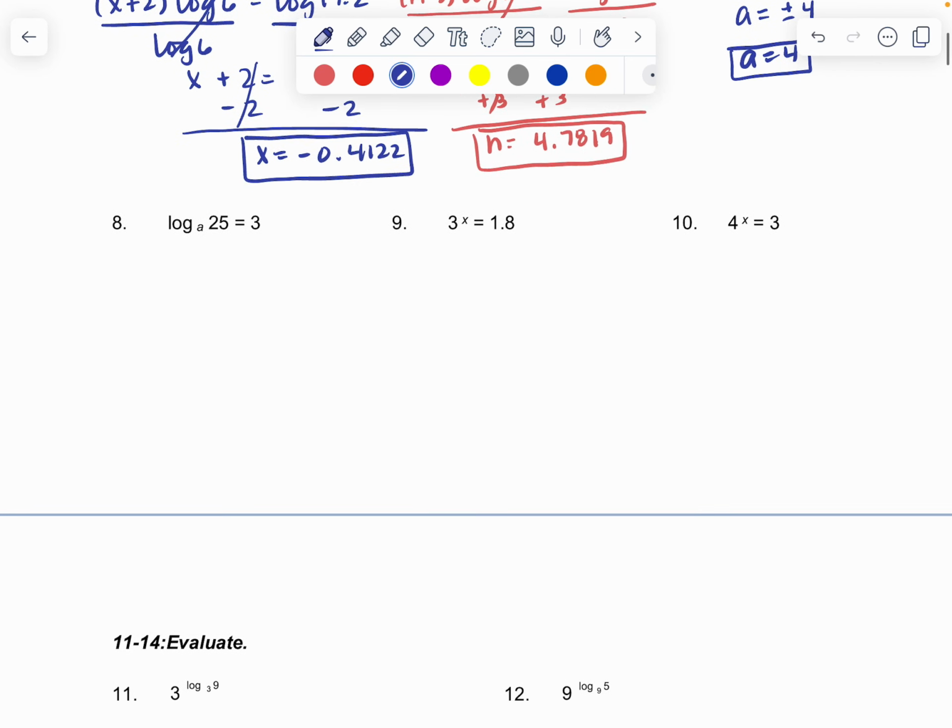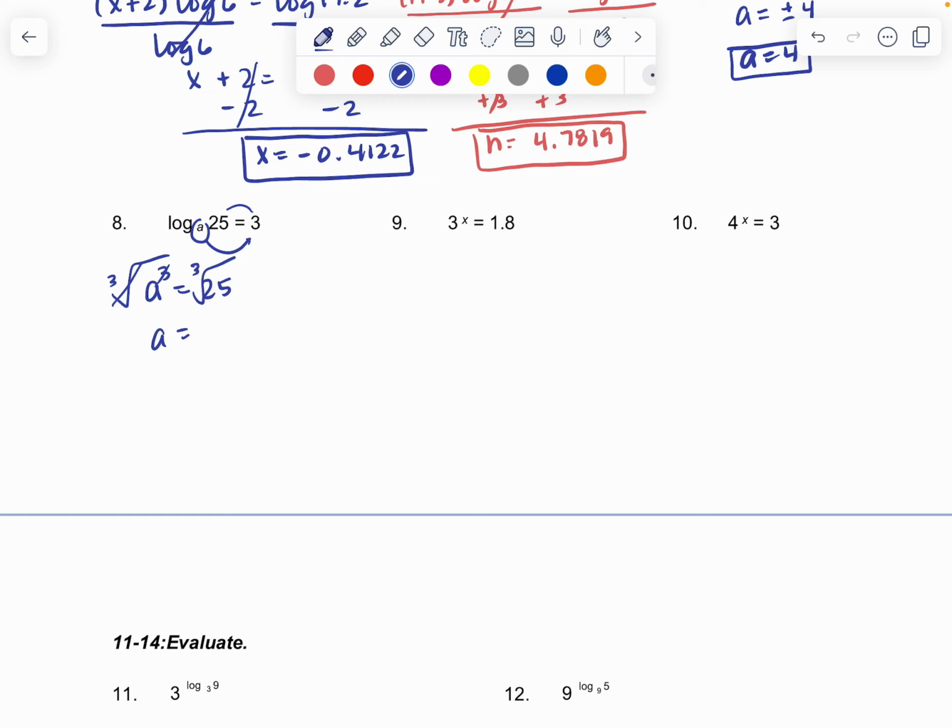Okay, for number 8, same idea. Change to exponential notation. So you're going to have a to the third equals 25. And then how do you solve this? You're going to take the cube root of both sides. So cancel, cancel. And then cube root of 25, there are two ways you can do this on your calculator.